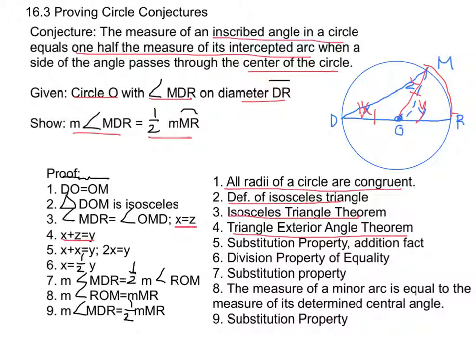So we're just saying again that X equals 1/2 Y, but we're using the actual angle measures. Then for 8, we can say that the measure of angle ROM is equal to the measure of arc MR. And this is because the measure of a minor arc is equal to the measure of its determined central angle, and we can see that Y is going to be the central angle for this arc. And then our final step, we use substitution to say that the measure of angle MDR is going to be 1/2 of the measure of arc MR.